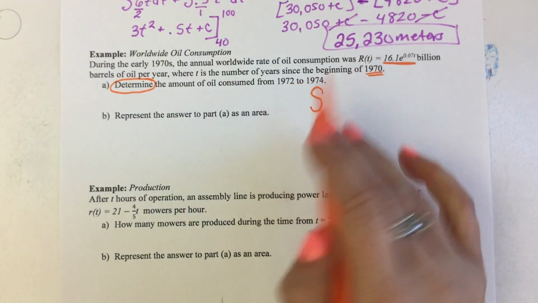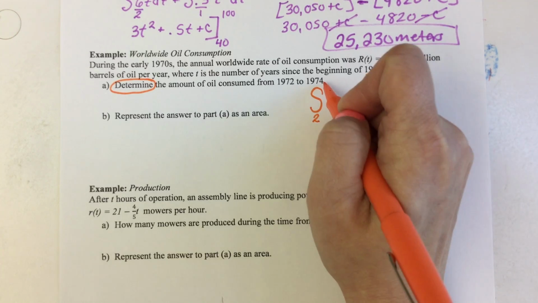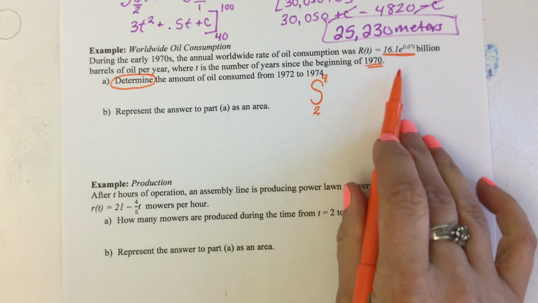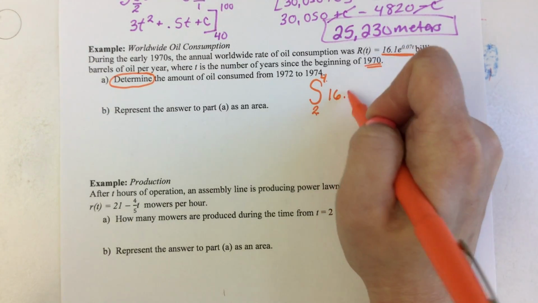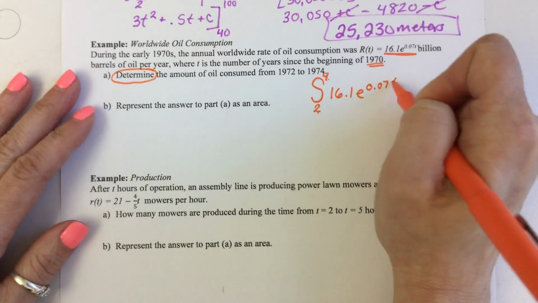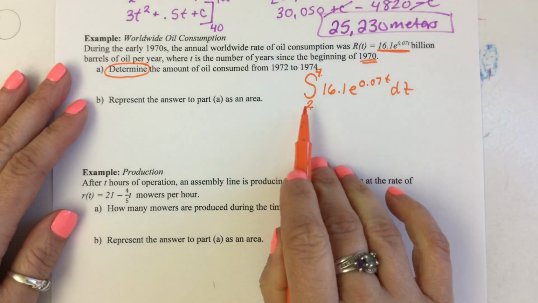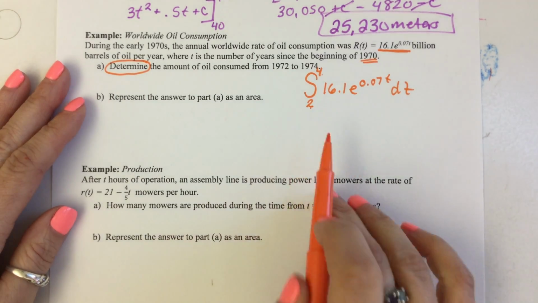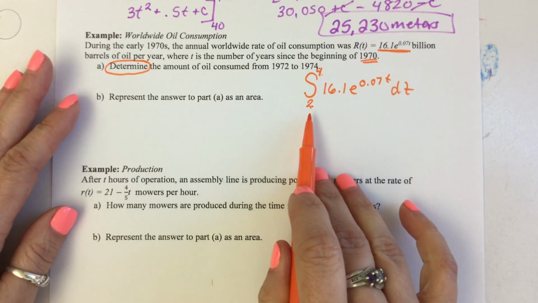1970 is 0, so 1972 is 2, 1974 is 4. So it's always the small number and the largest number. Our function, 16.1e to the 0.07t, to show that this is a derivative, so that way I can go backwards, you have to label it dt. So this is the formula that we would use.